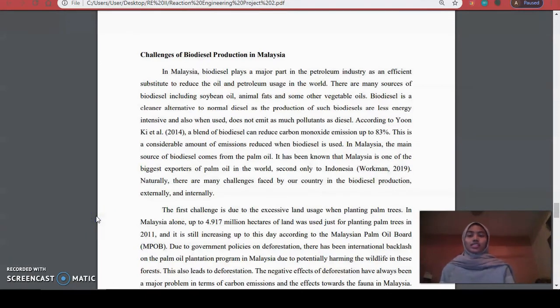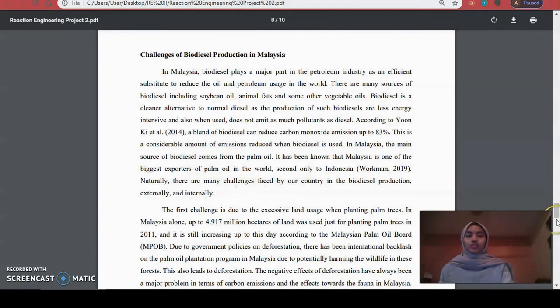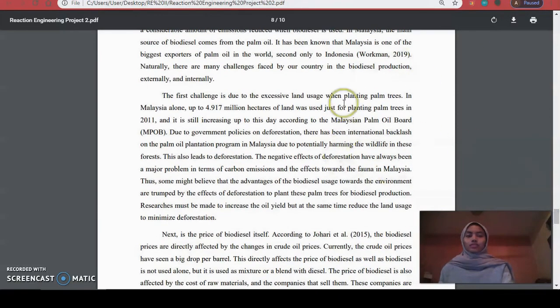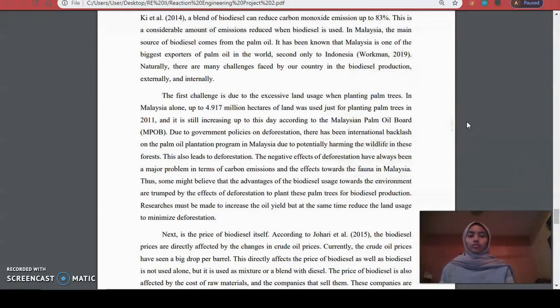Okay, let's move on to the challenges of biodiesel production in Malaysia. The first challenge is the excessive land usage when planting palm trees. In Malaysia alone, up to 5,000 million hectares of land was used just for planting palm trees in 2011, and it is still increasing to this day, according to the Malaysian Palm Oil Board (MPOB). Due to government policies on deforestation, there has been international backlash on the palm oil plantation program in Malaysia due to potentially harming the wildlife in these forests. This also leads to deforestation.